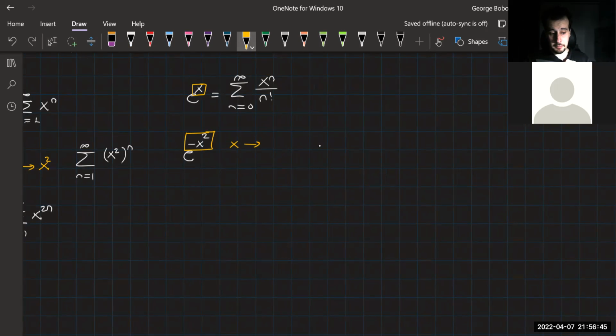It turned into a negative. Yeah, I think so, yes. Negative x squared, that's what it turned into.